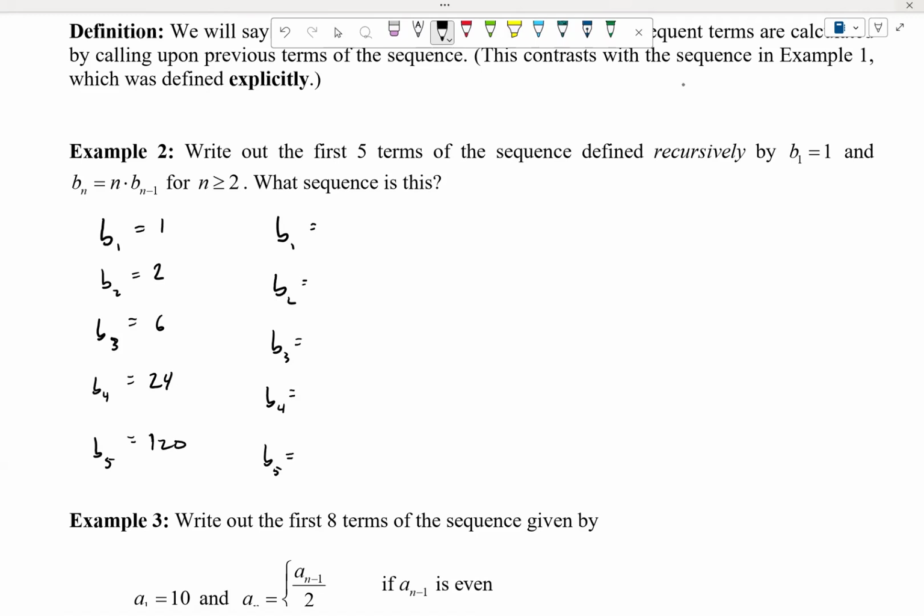Any questions? Could we make this an explicitly defined function or sequence? It says n is greater than or equal to 2, so does b of 1 not count? Right, in our recursively defined sequence, this expression only counts for these. We have to have something to build on. That's why it tells us b1. For recursion, if you're not given a previous term or a place to start, you can't build anything. So how can we write this explicitly?